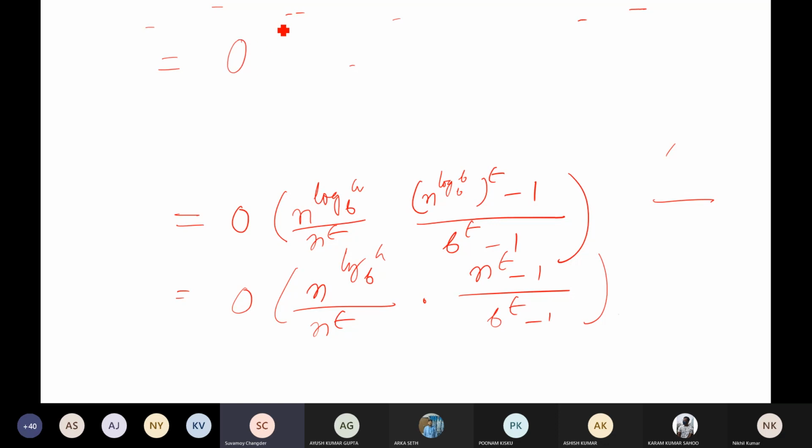So we can write big O of n to the power log a base b into n to the power epsilon minus 1 by n to the power epsilon. You can write this also, no problem. If you have any confusion, you can write also this, that b to the power epsilon minus 1. Now you see what will happen. n is a positive value.